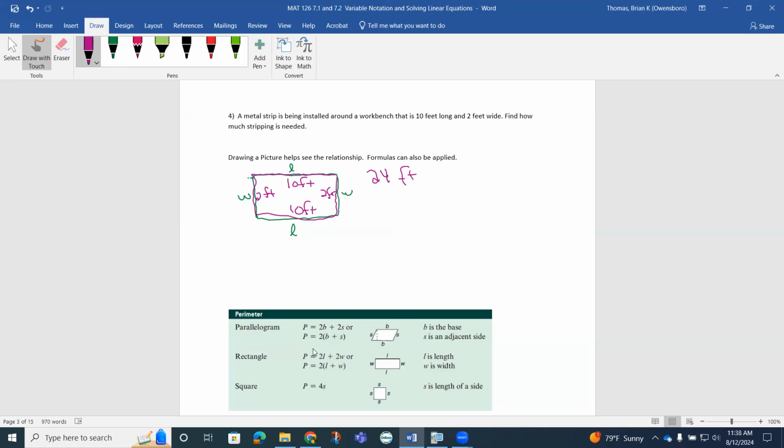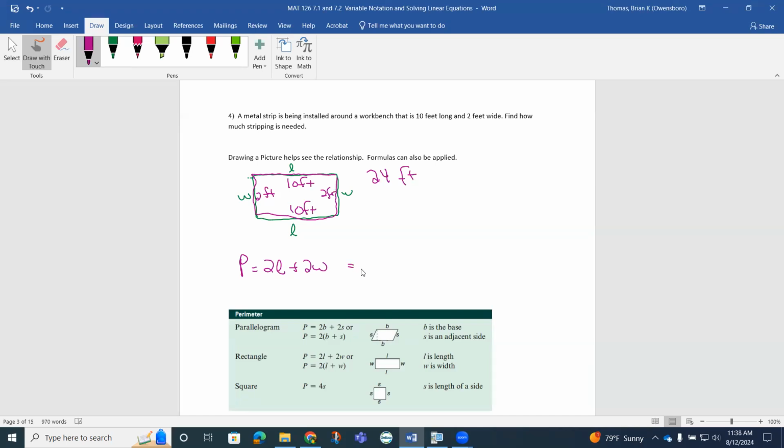Now, if you understand that the distance around an object is called perimeter, we could then use a formula. Notice that there's two formulas that we could use to find the perimeter. The one that I'm most familiar with is 2 times the length plus 2 times the width. But there's also the other one that says add the length and width together and then double it. So you could have added 10 plus 2 and got 12 and doubled it and got 24. I'm used to just doubling the lengths and doubling the widths and adding those together.